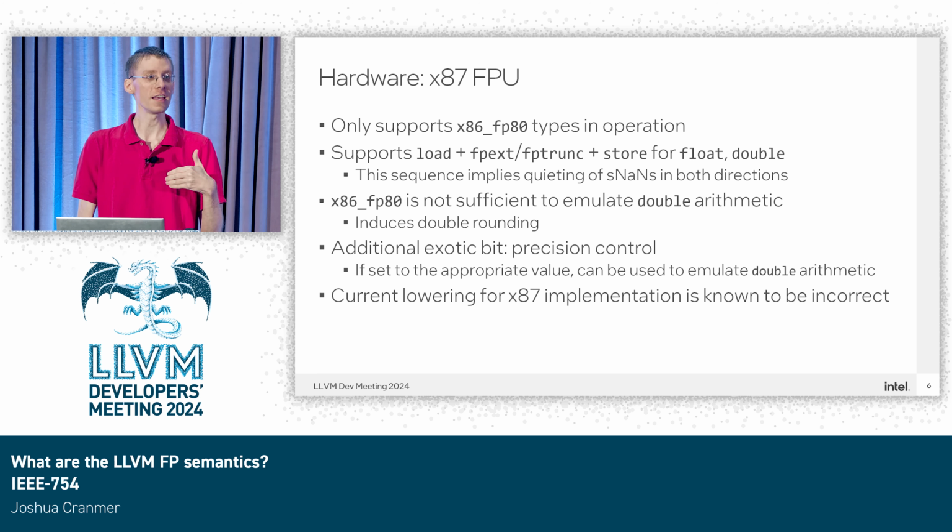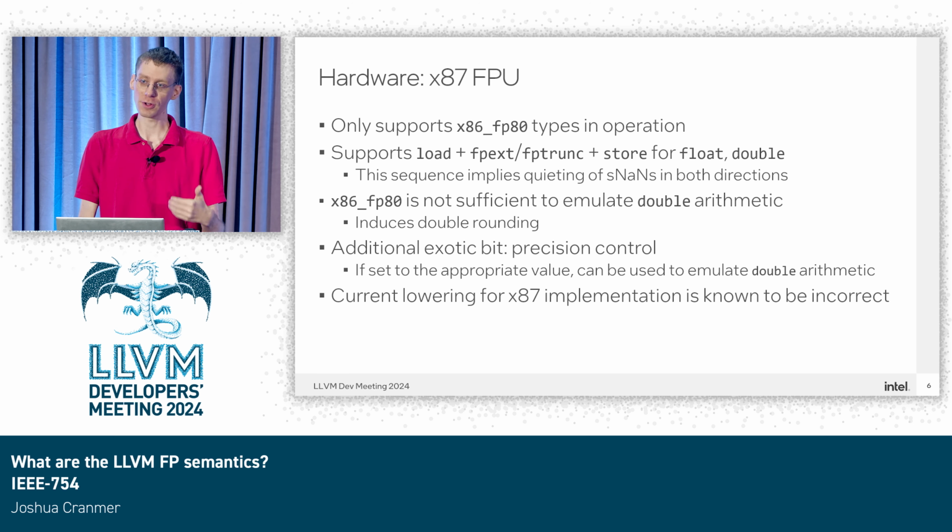It relies on a particular bit in the x87 FPU, which changes the precision control, and it means you have to do a lot of floating point environment stuff to do fully correct emulation of double arithmetic. And if you're familiar with LLVM support for x87, we do absolutely none of that right now. It's currently broken, and we know it's broken, but it has not been a high priority for anyone to fix because 32-bit x86 is not as relevant a platform anymore.